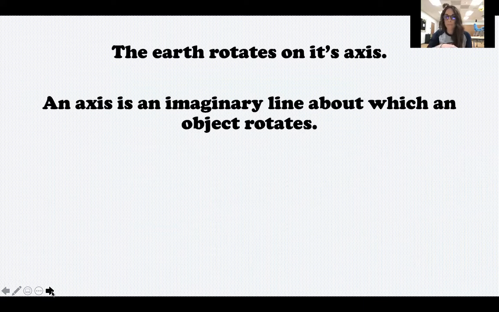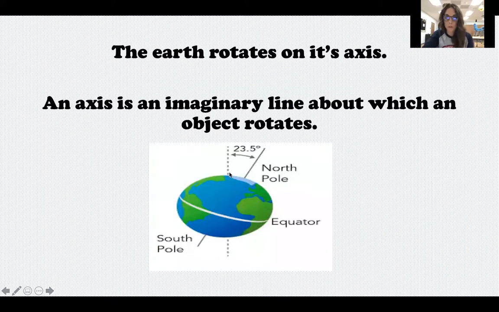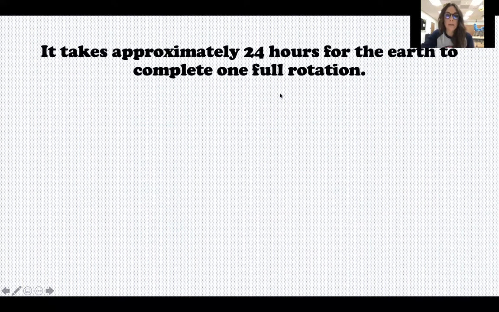So I'll show you a picture. Here is a picture of the Earth, and this line right here is the axis. It's not really there, it's just imaginary. And you can see from this picture too, that the Earth is not straight up and down, but its axis is tilted at a 23.5 degree angle. So instead of rotating straight up and down, the Earth actually rotates at an angle. It takes approximately 24 hours for the Earth to complete one full rotation.